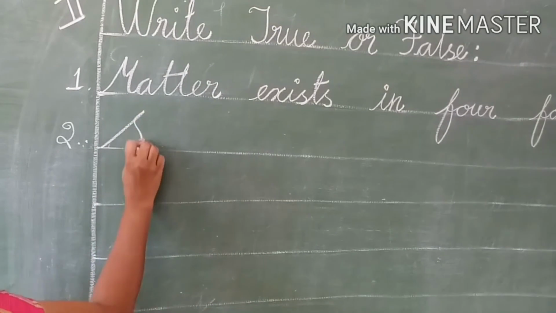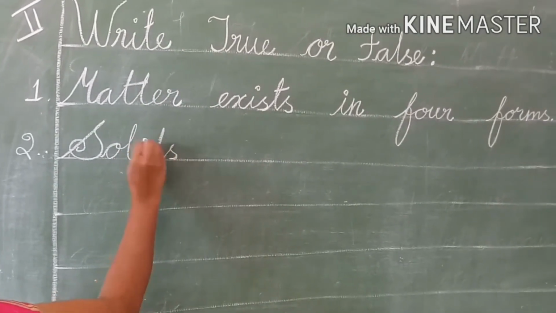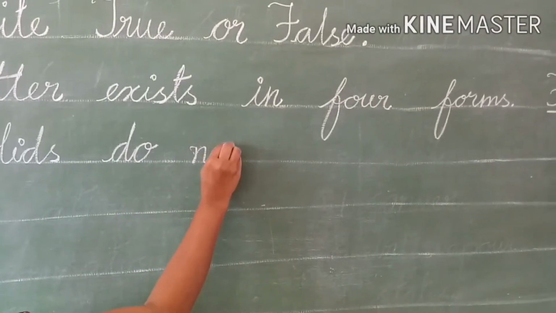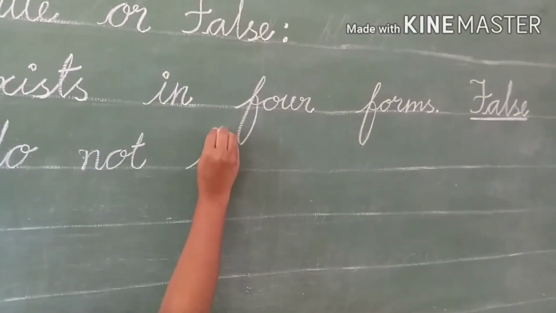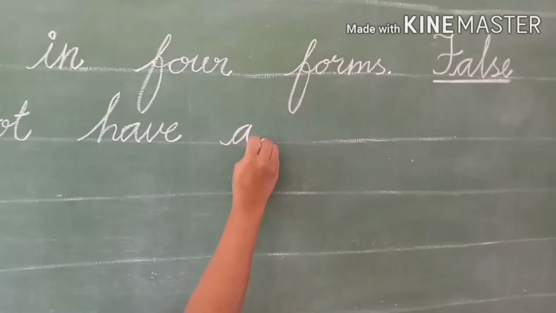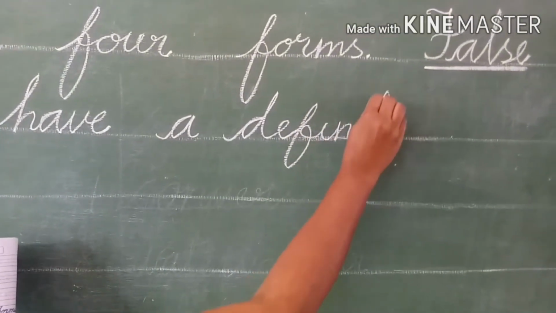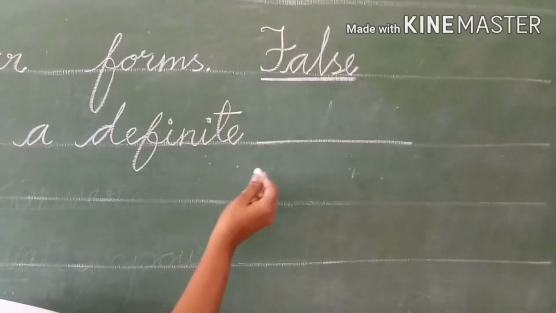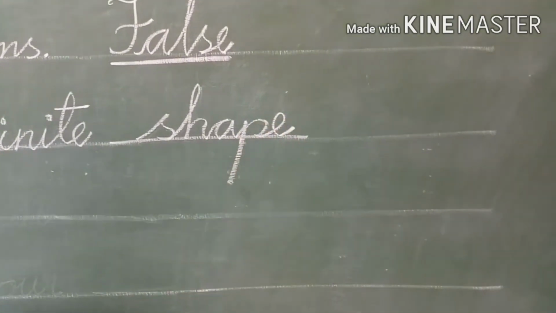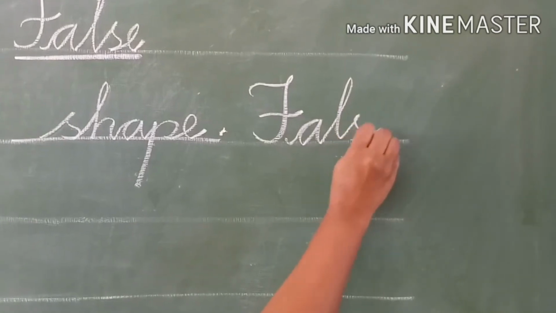Second one is solids do not have a definite shape. Full stop. F in capital, A, L, S, E, false.